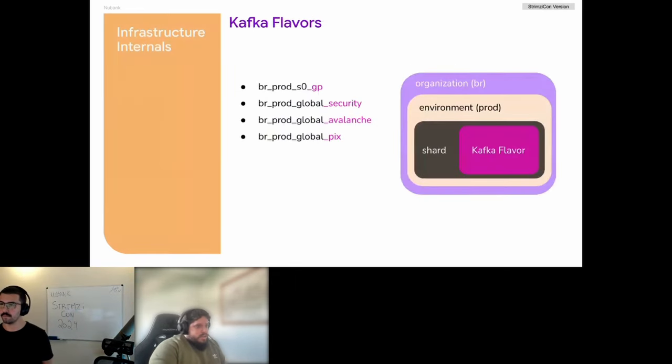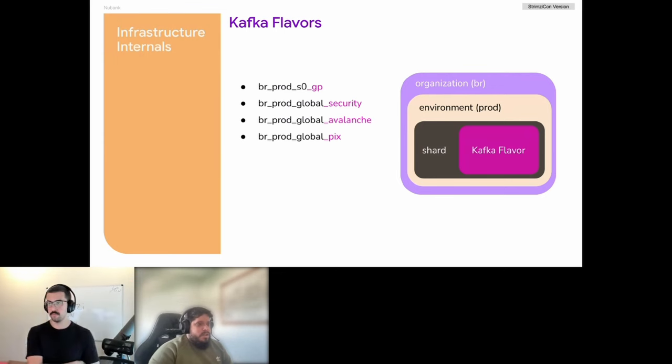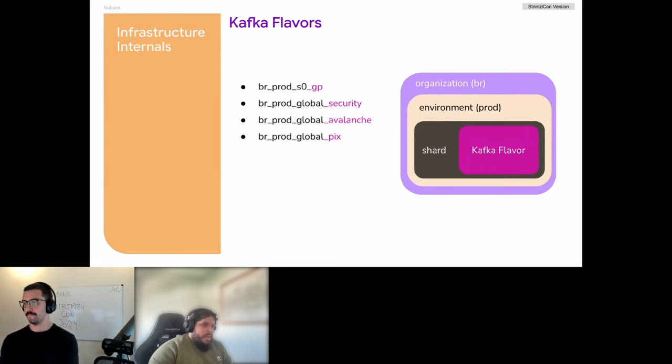As we mentioned before, we have some dimensions in Nubank: the organization, the environment, also the shard. In the past, we had only one Kafka cluster per shard, but as an evolution of our infrastructure, we would like to have more Kafka clusters for a specific purpose inside each shard. So we came up with the solution to create a new dimension that we are calling Kafka Flavor, and that will handle the messages for specific loads inside Nubank. For example, a PIX Kafka to handle the PIX flow, Avalanche, that's the data stream flow, and so forth.